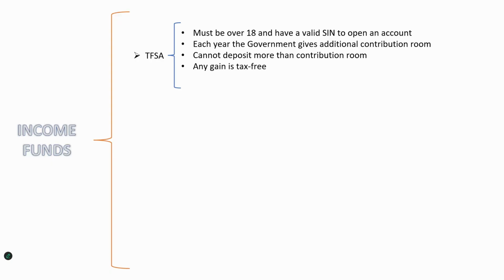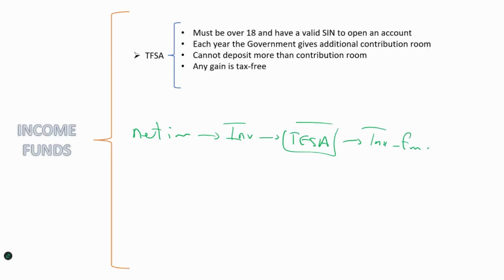Any gain is going to be tax-free. So whatever you put in, again, you invest from your net income, unlike the RSP. So it's after-tax income. You invest anywhere you want. You put it in a TFSA account, and then whatever comes out is going to be tax-free growth.